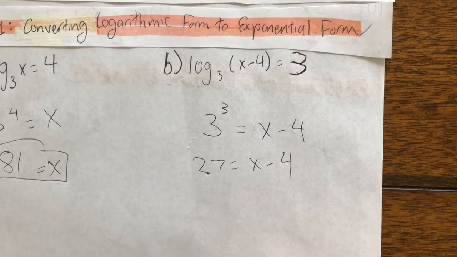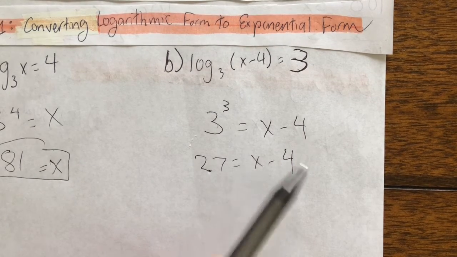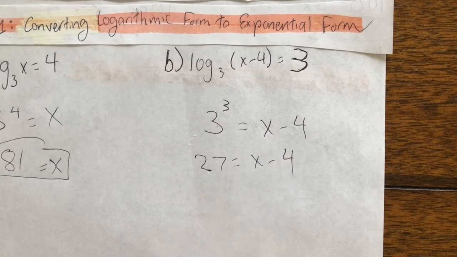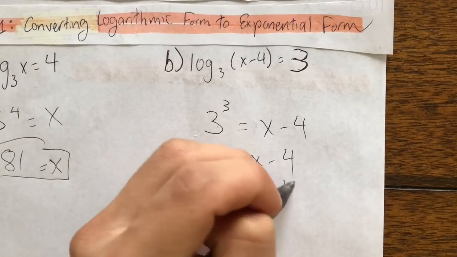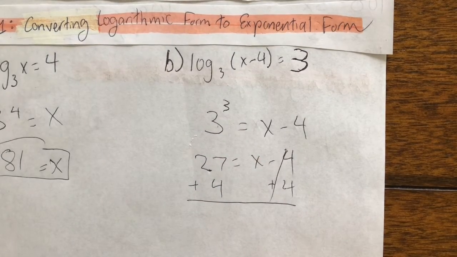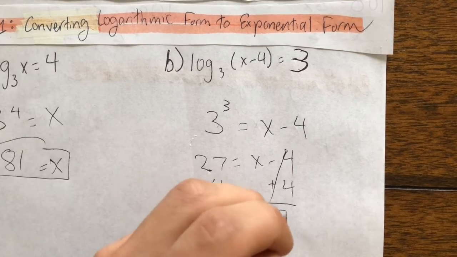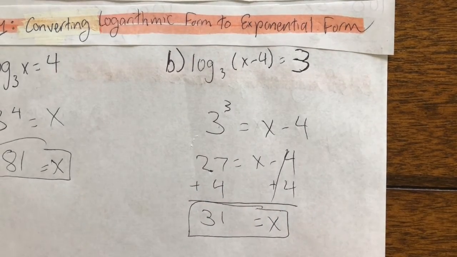And all I need to do is solve for x by working my way backwards. So I want to isolate x by moving this minus 4. What I need to do is add 4 to both sides, since that's the opposite of subtracting 4. So now x is going to equal 31. All right, so x equals 31. That means if I were to plug 31 into my equation, I would have 31 minus 4, which is 27, and log base 3 of 27 equals 3.